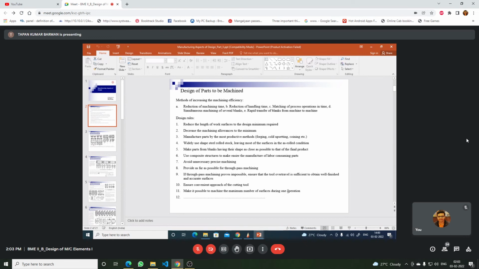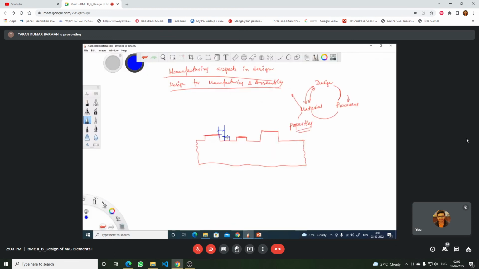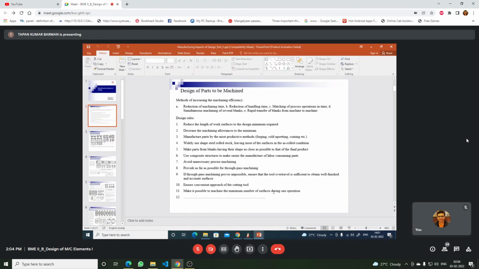Say for example, there is one hole, there is one extended surface like this. Now in one operation, say using a turning operation, if we can complete the total requirement of that component, then it will be good. Otherwise you have to detach the component, take it from the turning lathe, and go to the other machine. So in this way the total time will be more, cost will be more.